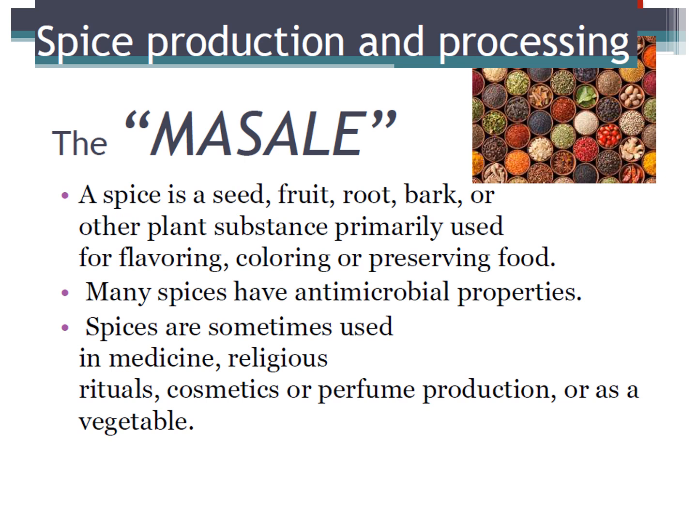Now we are discussing the processing of seed, spice, fruits and vegetables. In this list, next we see spice. A spice is a seed, fruit, root, bark or other plant substance primarily used for flavoring, coloring or preserving food. Many spices have antimicrobial properties. Spices are sometimes used in medicine, religious rituals, cosmetics, or perfume production, or as a vegetable.